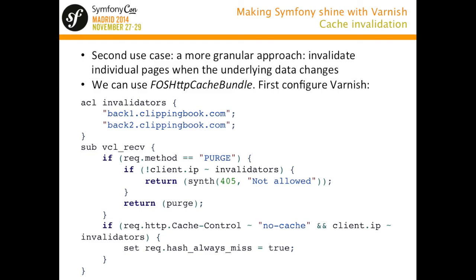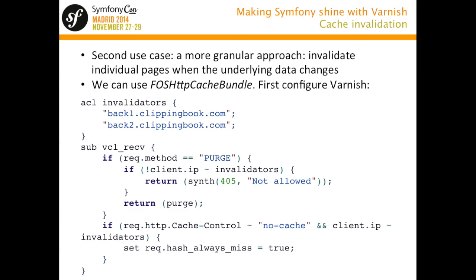The second very interesting use for cache invalidation is when you need to invalidate individual pages when the underlying data changes. For example, you have a book object, you change it, then you want to change all the pages which show this book, whether it's a list of books or the book itself. The first thing to do is you need to configure Varnish to accept a special method which is called purge, so that it takes the content out of the cache.